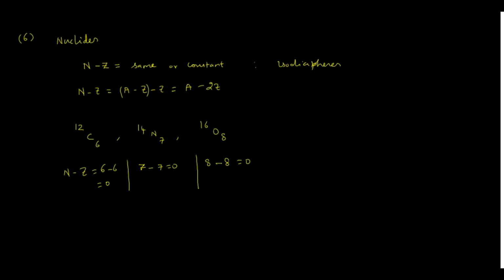Similarly, I can give one more example, that is radium Ra 226, 88, and radon 222, 86. So these are also isodiaphers. Okay, so these are the examples.